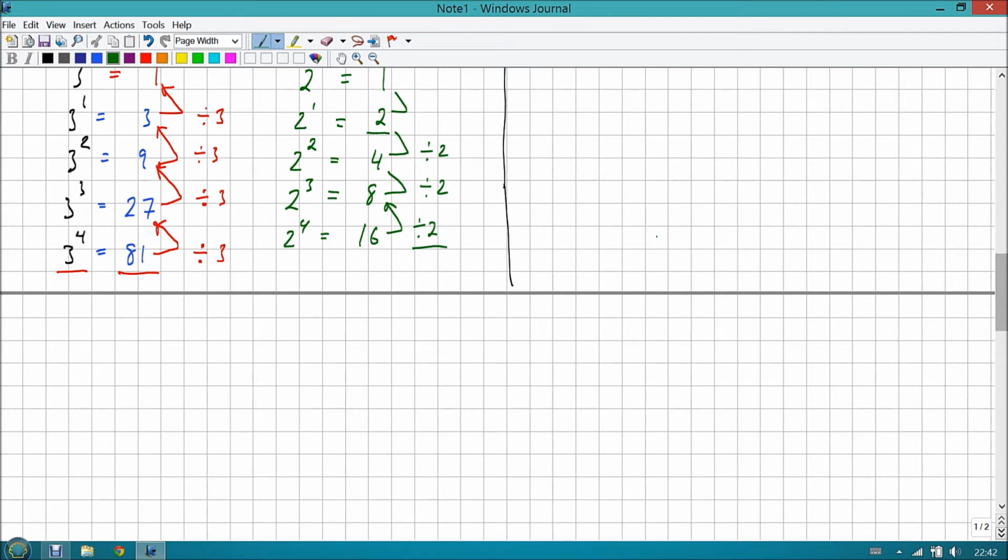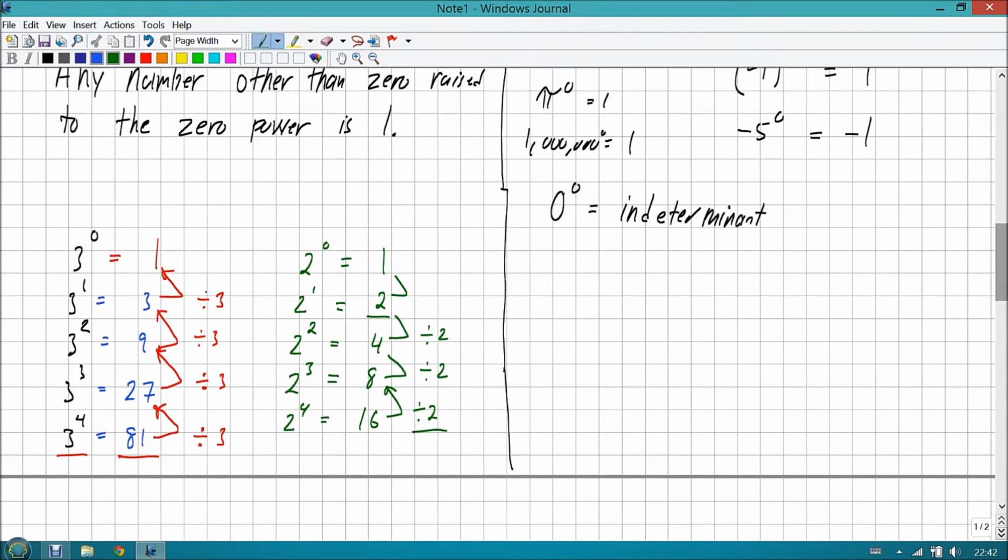But what about negative exponents? We could go a step further, couldn't we? We could take this 3 to the 0 and turn it into 3 to the negative 1st. We could take this 2 to the 0 and do 2 to the negative 1st. And 3 to the negative 2nd. And 2 to the negative 2nd.